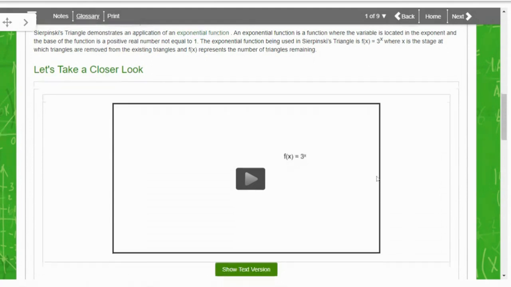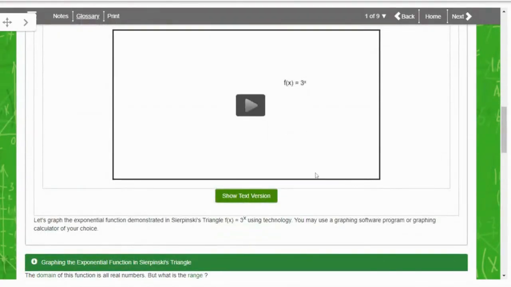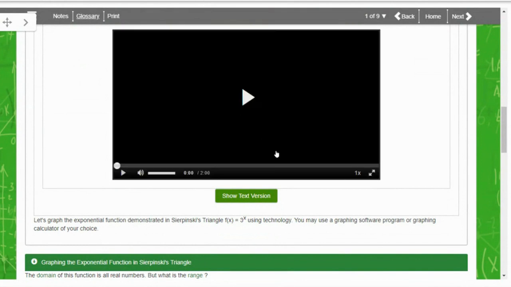So let's look at how that equation relates to Sierpinski's triangle here. We got another short video here explaining that. And yes, I know sometimes these videos move way too slow with their graphics, but it is what it is. So here we go.